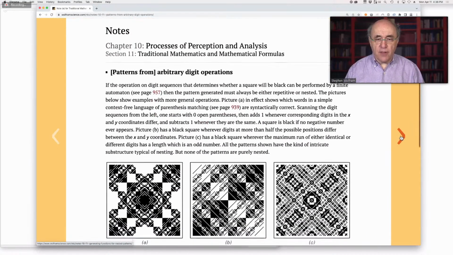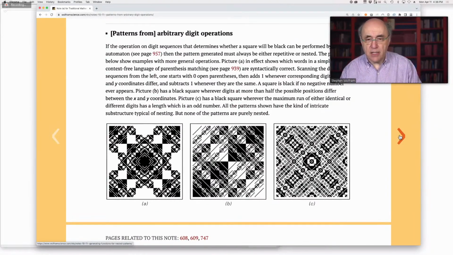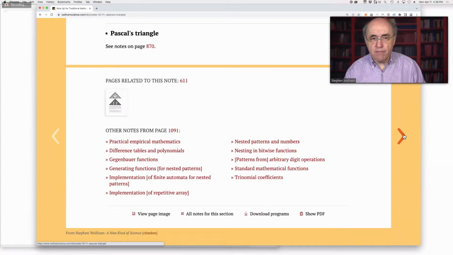Oh, this is fun. This is just another way of generating patterns using digit operations. There's a lot more that could be done on this. Just interesting looking patterns that are a little bit related to context-free languages applied to these kinds of rules.